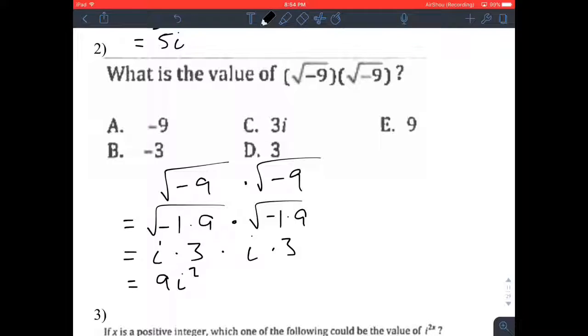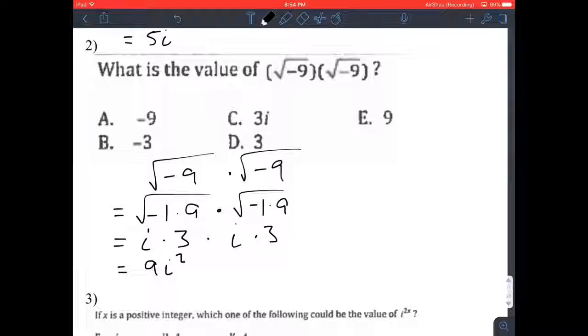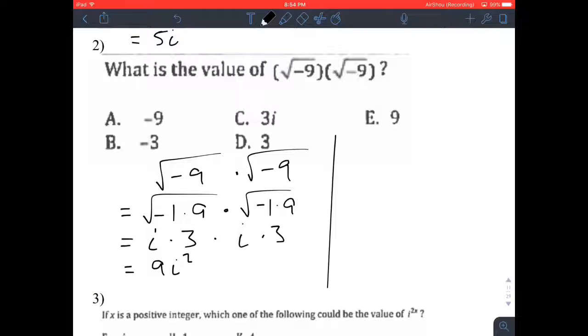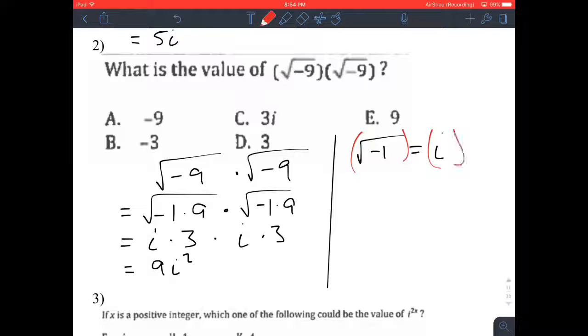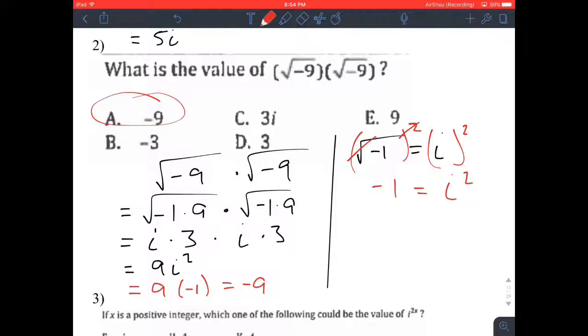Now what is i squared? You don't necessarily have to memorize it. You have to memorize this fact, that the square root of negative 1 is i. So I'm going to use that fact to tell you what i squared is. If I take this equation and I square both sides, on the right I get i squared. On the left, if you square a square root, they cancel and you're left with negative 1. Therefore this is 9 times negative 1, which is negative 9. So the answer to this is A, negative 9.